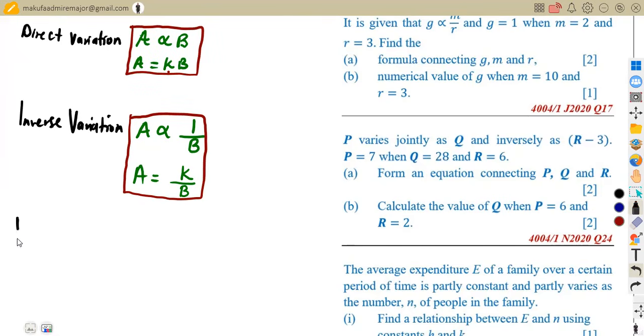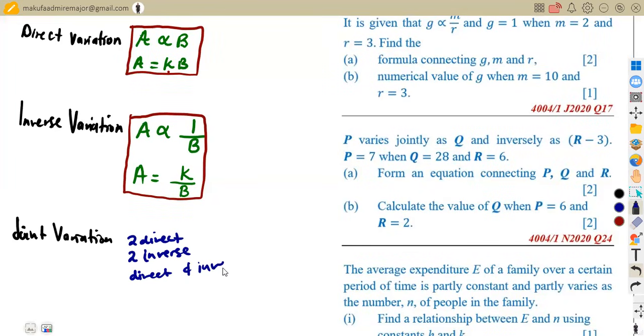Then we have the joint variation. A joint variation is a combination of two variations. We can have a combination of two direct variations, or a combination of two inverse variations, because we are joining two variations here. Or we can have a joint variation of a direct and an inverse at the same time, whereby you are connecting something that is direct and something that is inverse. So these are the forms that you expect for a joint variation.